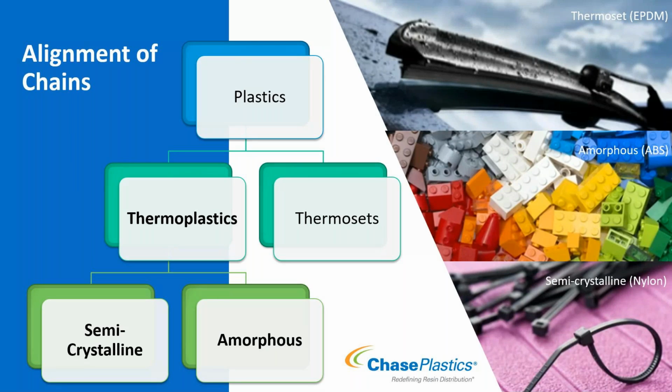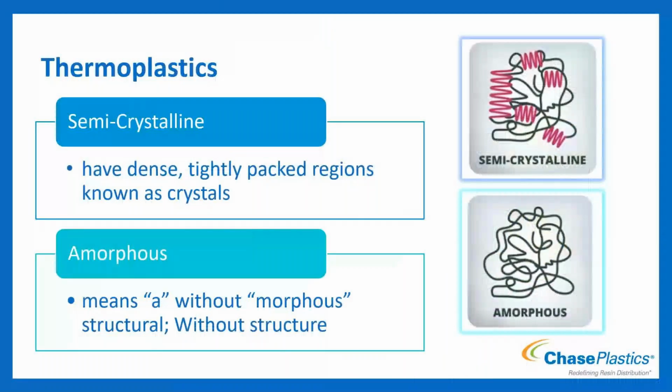Okay, so again, focusing on thermoplastics, that's what we do here. That's what I'm assuming most everybody listening in is what they process. So that's where we're going to spend our time, right? So within thermoplastics, we have semi-crystalline materials and we have amorphous materials.